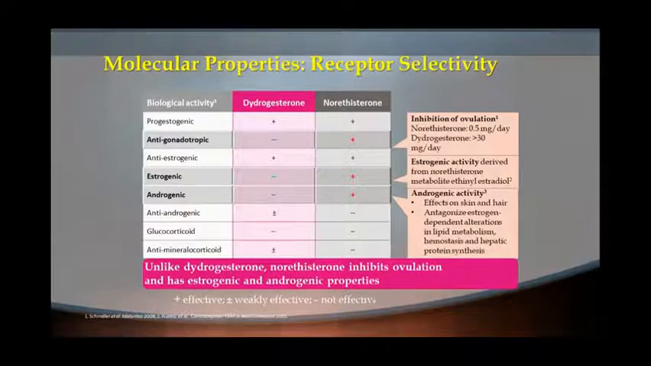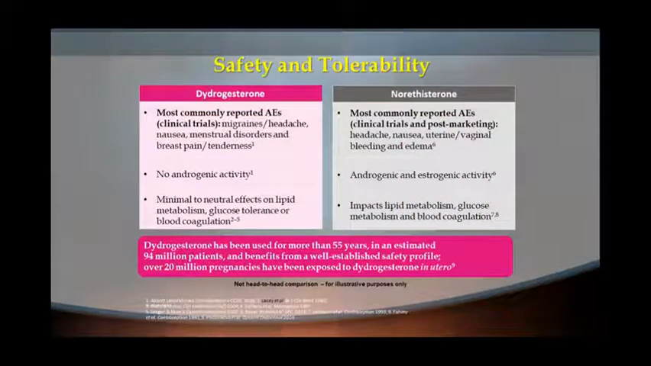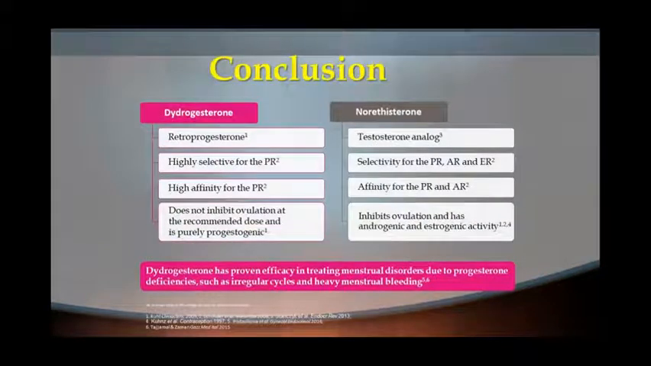This is another comparison between the effect of these two medications. And one important notice is that inhibition of the ovulation, as I mentioned, happens with 0.5 milligram of norethindrone per day, while dydrogesterone will need to be given 30 milligram per day to reach that effect of anovulation. Estrogenic activity is derived from norethindrone, and androgenic activity, as I mentioned, from netta can affect the skin and hair growth. So coming to the point that they are both safe, and the tolerability is comparable, because netta can have these side effects with some women, might not have it with the other: fluid retention, edema, vaginal bleeding. But the most important thing when we discuss this is that norethindrone is a testosterone analog.